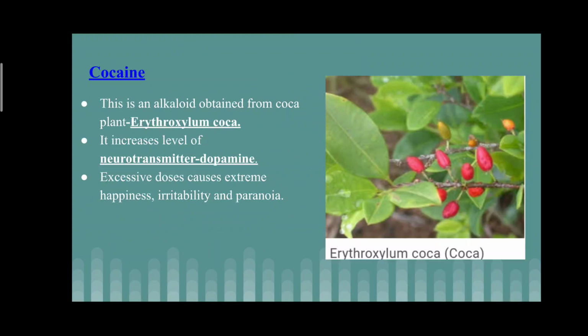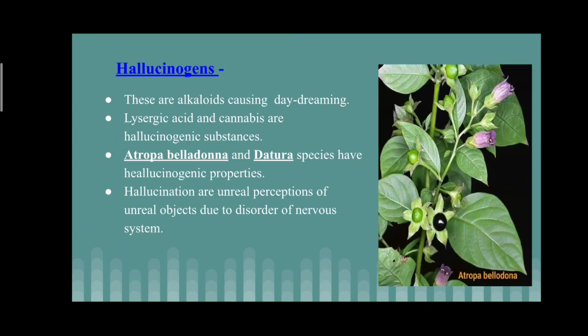Then cocaine is the next one. See the plant, the coca plant, that is Erythroxylum coca. This is an alkaloid obtained from the coca plant, Erythroxylum coca. It increases the level of the neurotransmitter dopamine. And if excessive doses are taken, it causes extreme happiness, irritability, and paranoia.